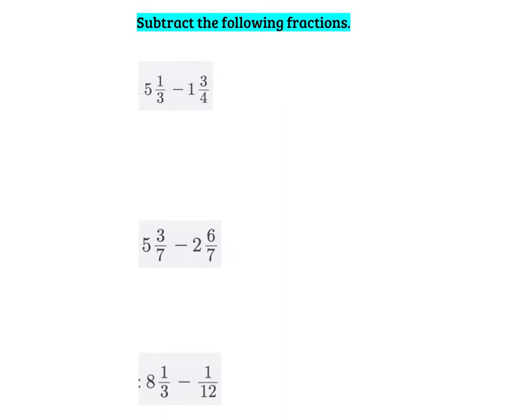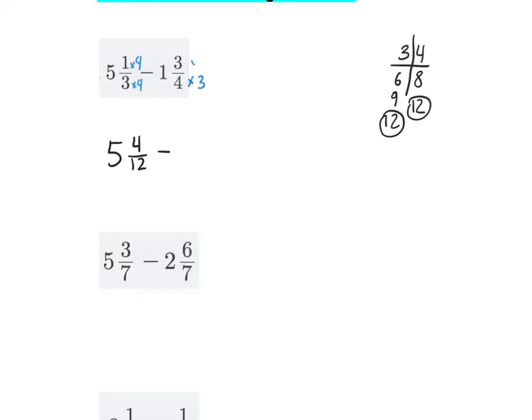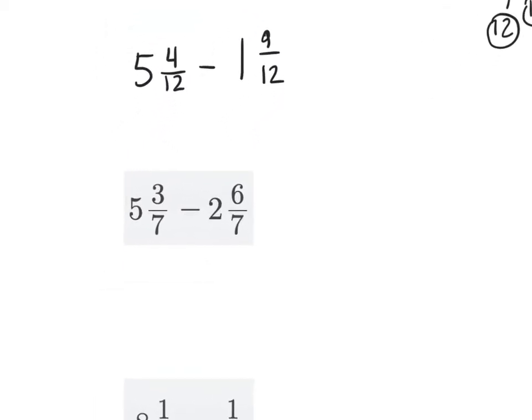Okay, now I needed to subtract these fractions here. So my first step is to make my common denominator between 3 and 4. So you should have gotten 12. So I'm going to rewrite it with my common denominator of 12. So 3 times 4, 1 times 4, 12. So I'm going to do the same on the other side. I get 1 9/12. Now look at that one. What do you notice there?